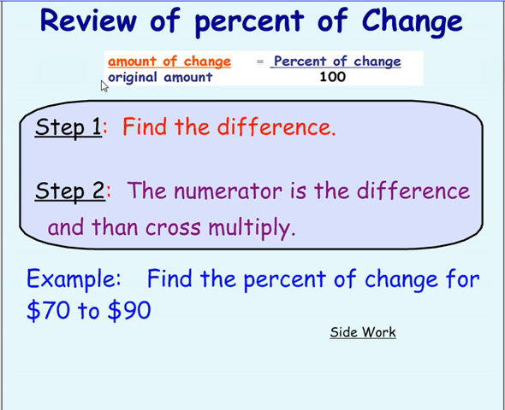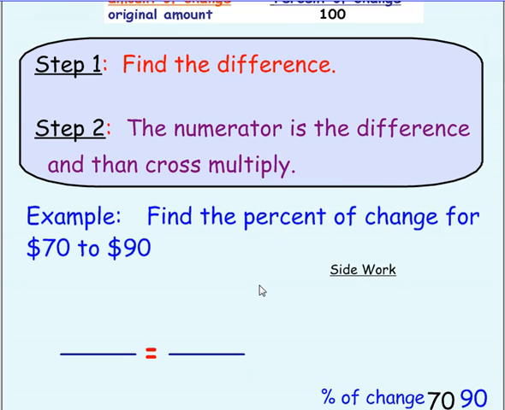The confusing thing for some students is what number goes on the bottom. That's always going to be the original amount. Even if it's a smaller number, it goes on the bottom. It's whatever you started off with. So find the difference. The numerator is going to be the difference, and the original amount is going to be on the bottom. Your variable on these questions is always going to be right above the 100. So I'll give you an example.